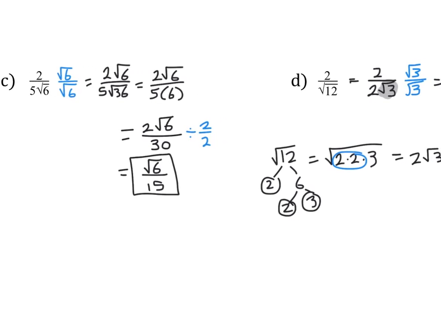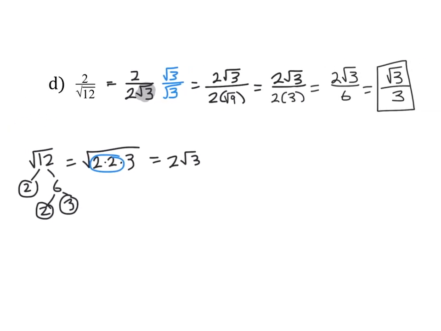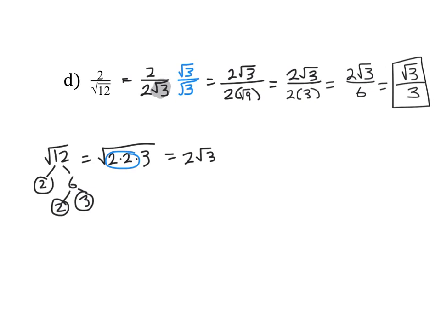Okay, and for this last one here, this one is probably the trickiest one. We first need to simplify the square root of 12, which becomes 2 times the square root of 3. So I just rewrote it. Then I multiplied the numerator and denominator by root 3 over root 3 to rationalize. So here we get 2 times root 3 over 2 times square root of 9, which is 3. 2 times 3 is 6. And here, 2 over 6 we can simplify to 1 over 3. So our final answer is root 3 over 3.